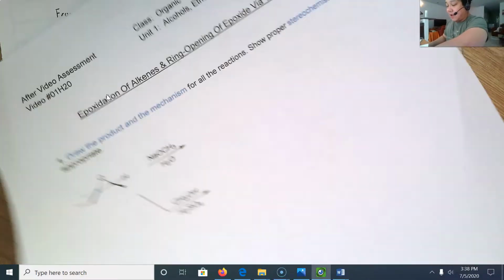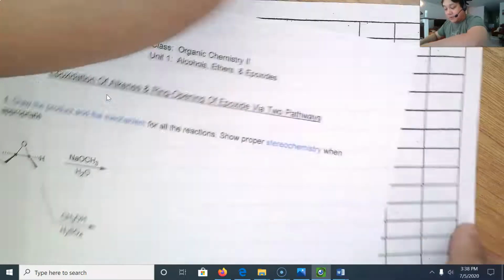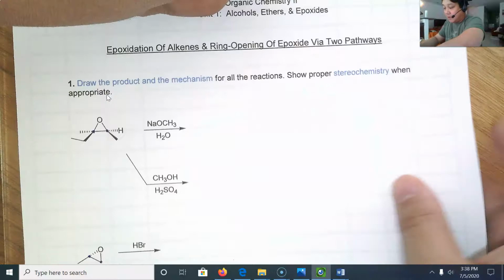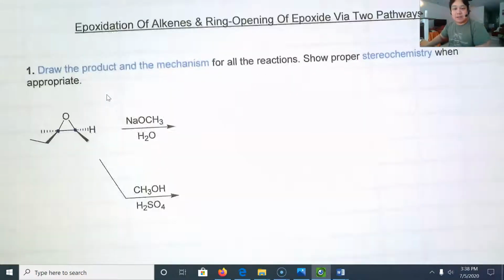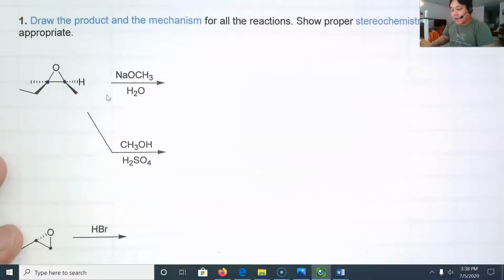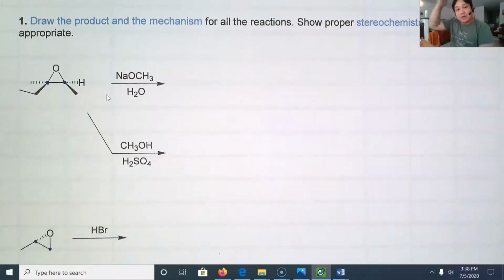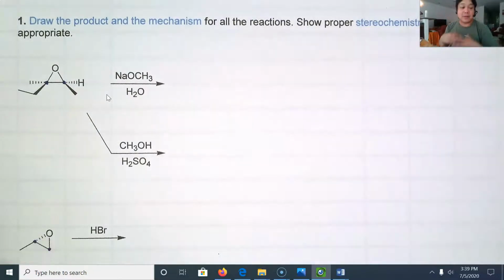If you don't have this sheet with you, you probably do if you took notes from video 01H20, but if you don't, go ahead and copy this, because I'm going to make the products on this sheet, and then if I have time, we'll look at the mechanism. But I actually want to show you my thought process to try to get these answered as quickly as possible. Okay, so we're going to pretend we're under test conditions.